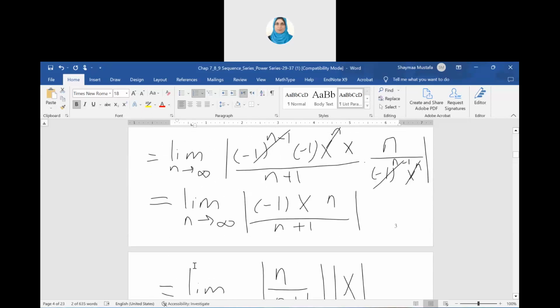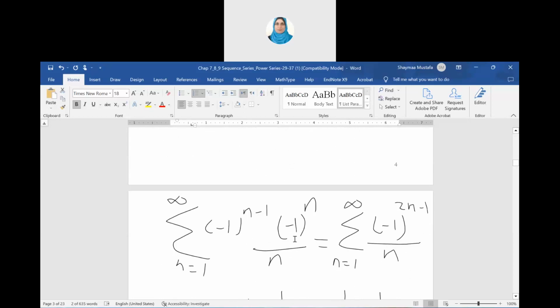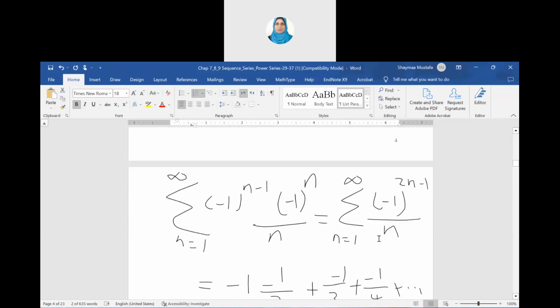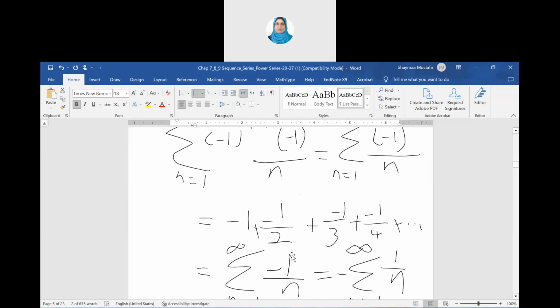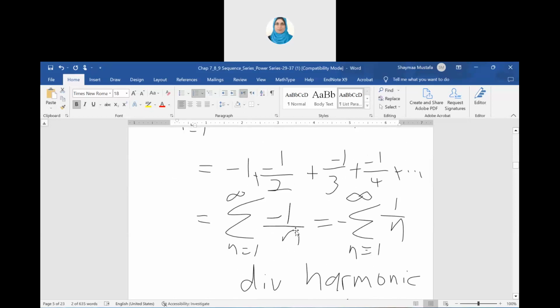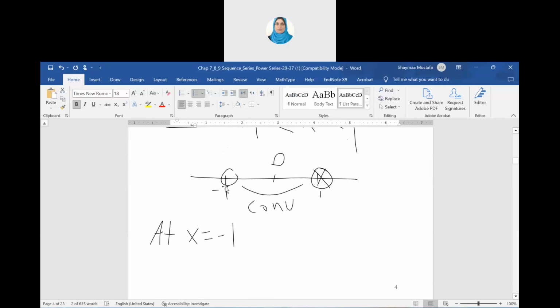So we substitute x by -1. We replace x by -1 and we have a new series. When we write the terms of this series, we find it is equal to -1 over n, which is a divergent harmonic series. So this means that at x equal to -1, the series diverges, so it is not included in the interval of convergence.